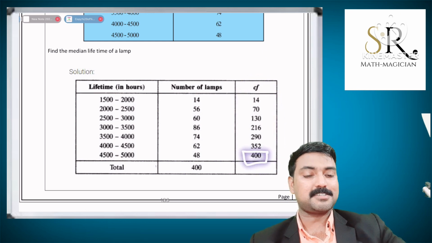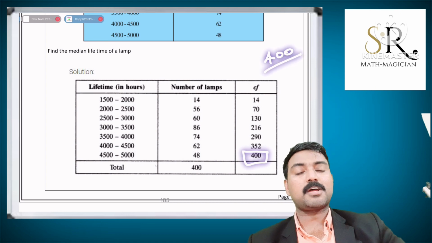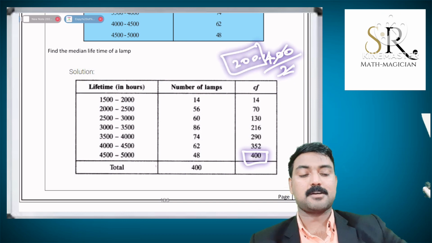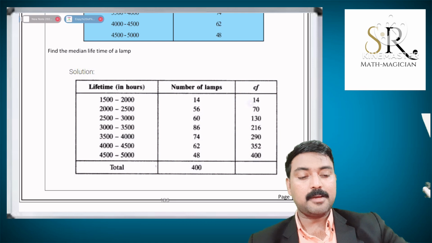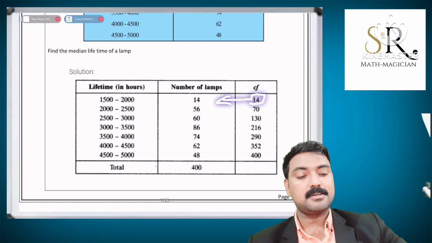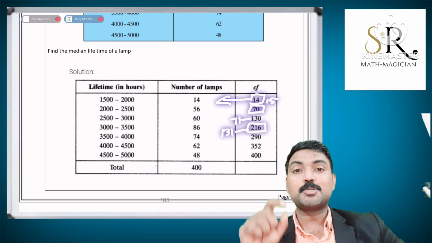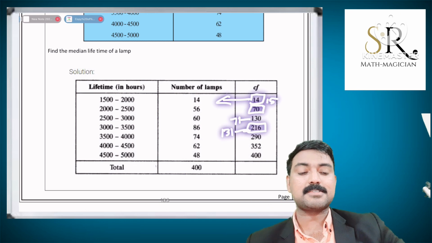So after writing this cumulative frequency, we can identify the total. Total is 400. So out of 400, the middle one: divided by 2, you will get the middle position. That means 200. The 200th position, which class is it coming in? The first 14 numbers are in the first class. After that, up to 70 is the next class. Next class 71 to 130. Next class 131 to 216. 216 means the 200th number also comes in this category.